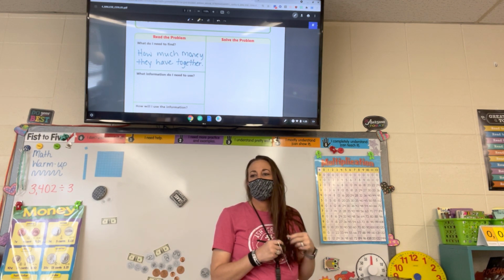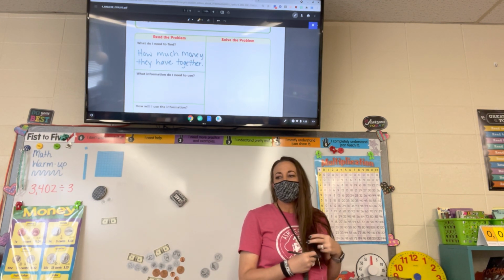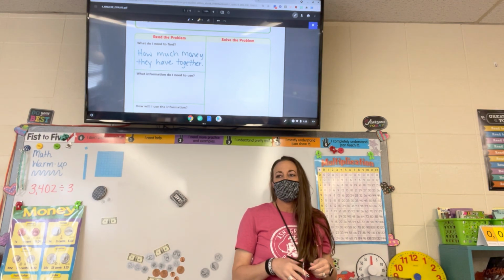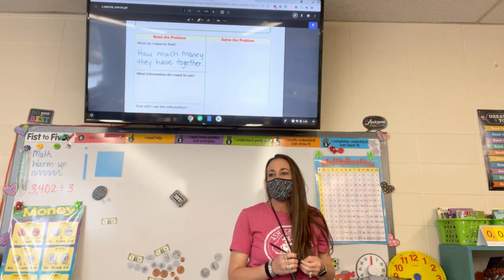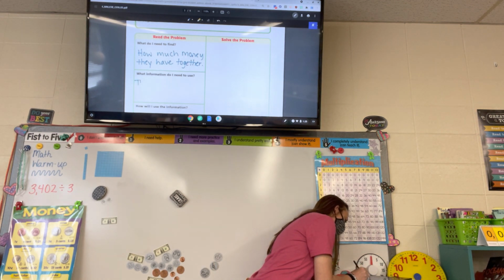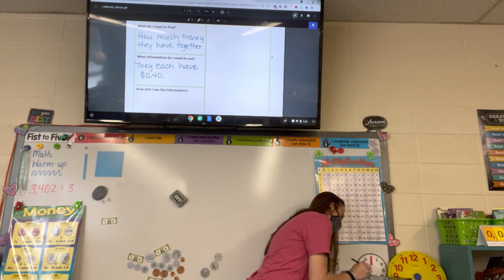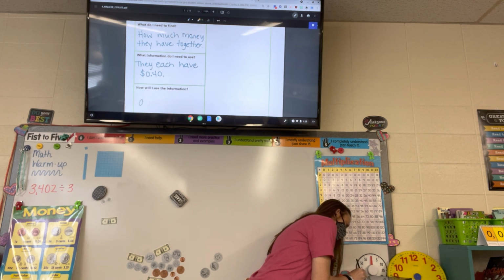How much money do they have all together? Okay, what information do we need to use? Ethan? That they each have 40 cents. So they each have $0.40. How will I use this information? Act it out. Okay.